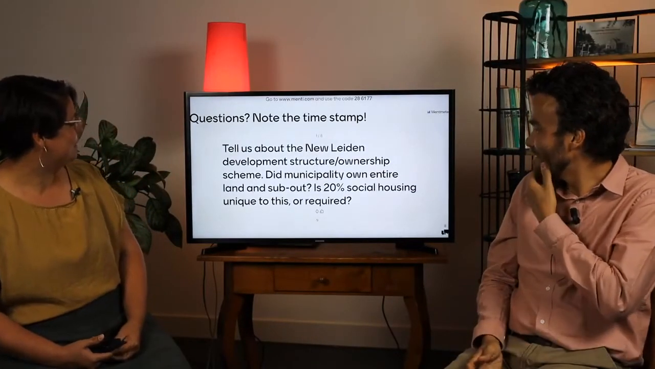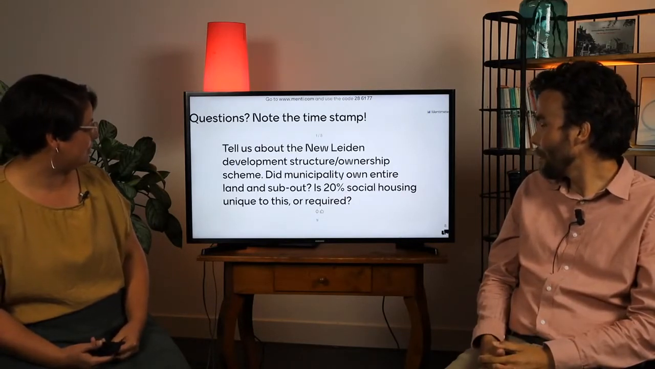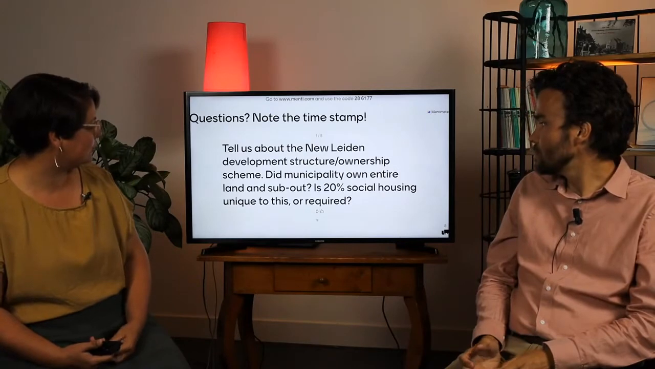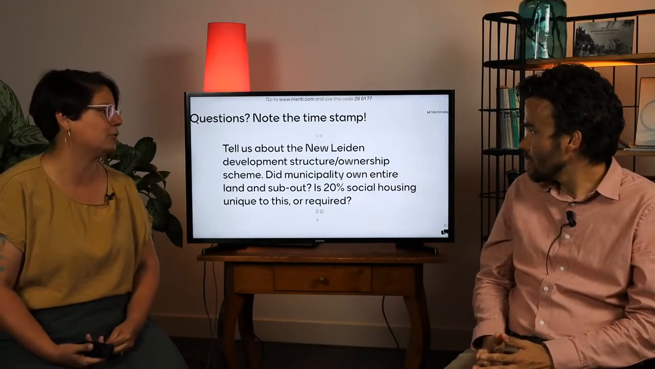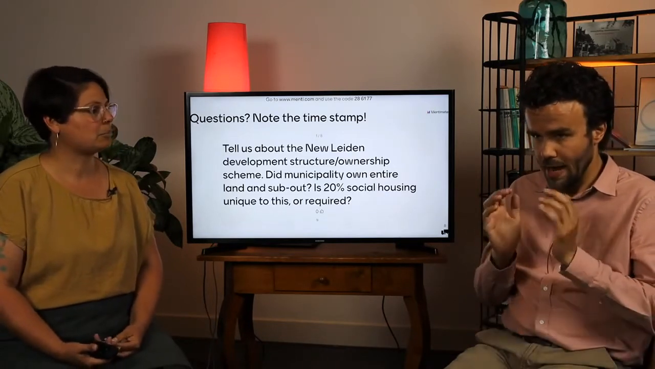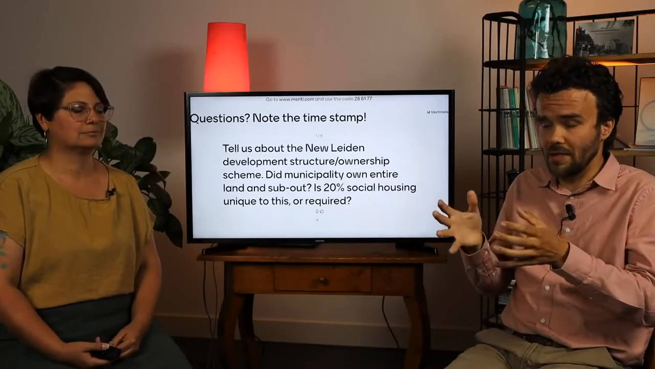Nice. Okay, tell us about New Leiden, the development in terms of structure and ownership. Did the municipality own the entire land or sub out some of it? And is the 20% social housing unique or required? So the city owned the land, and the city then put the land into a development company, a land development company, together with the housing developer, which was a social housing developer. They were basically the project developer, and I think it was the first time that they did a scheme like this as well.